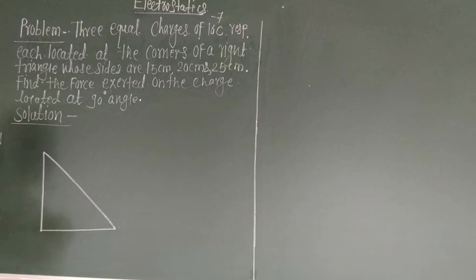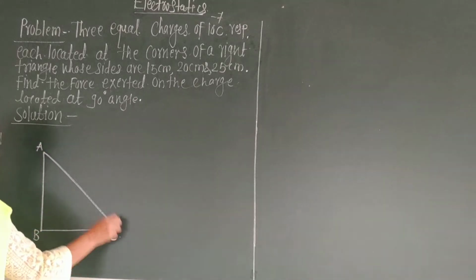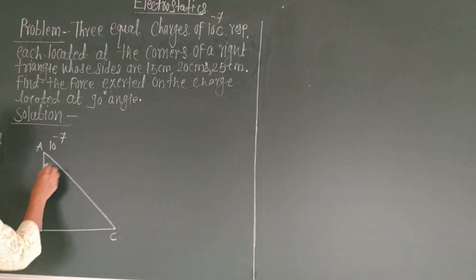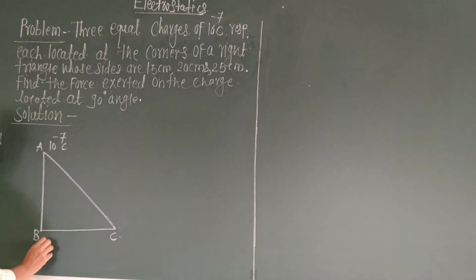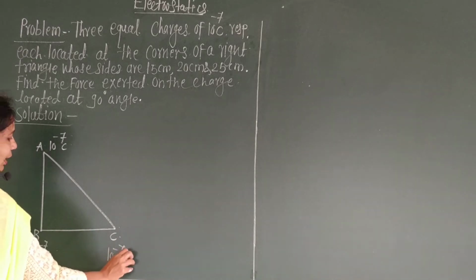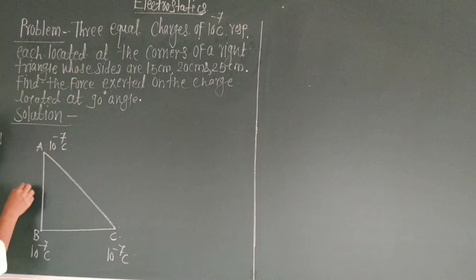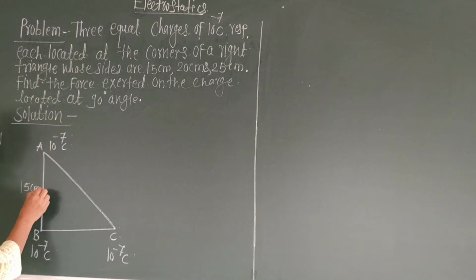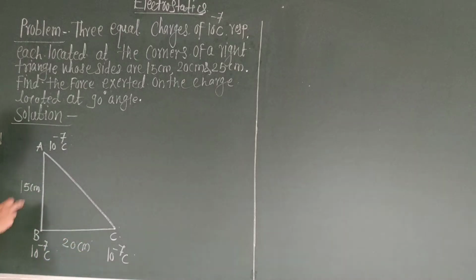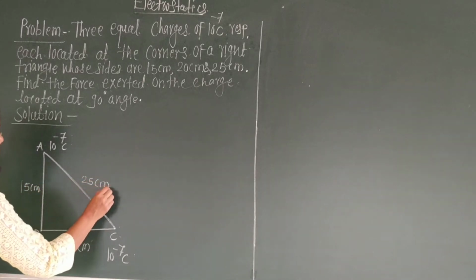This is a right angle triangle, so this is point A, B and C. At point A, the charge is 10 raised to minus 7 coulomb. At B, it is again 10 raised to minus 7 coulomb. At C, it is 10 raised to minus 7 coulomb. Now, the sides are: AB is 15 centimeter, BC is 20 centimeter and AC is 25 centimeter.